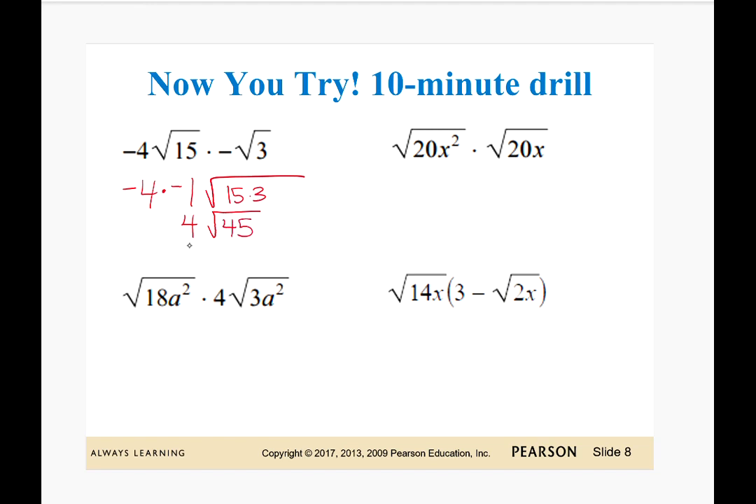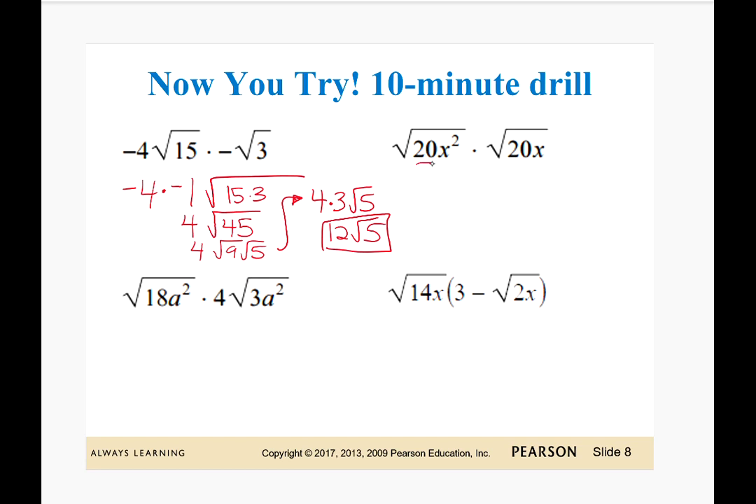And we all know how to break up 45. We've been doing that for a while now. That's 9 times 3 and 9 times 5. So let's see, I'm going to lose some space here. So 4 times 3 times the square root of 5 gives me 12 root 5. So there's my final answer, 12 root 5. All right, let's go to the next one on the right.